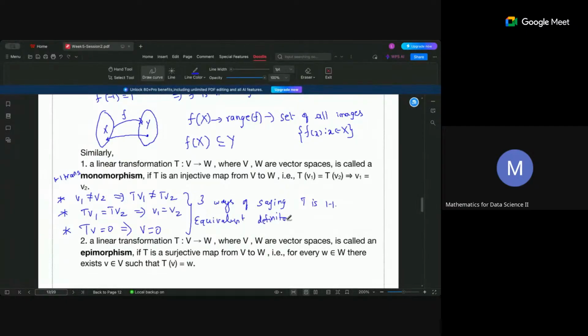For linear transformation, this is only for linear transformation, particularly this one. This two is applicable for functions also, but this is particularly for linear transformation. Okay.